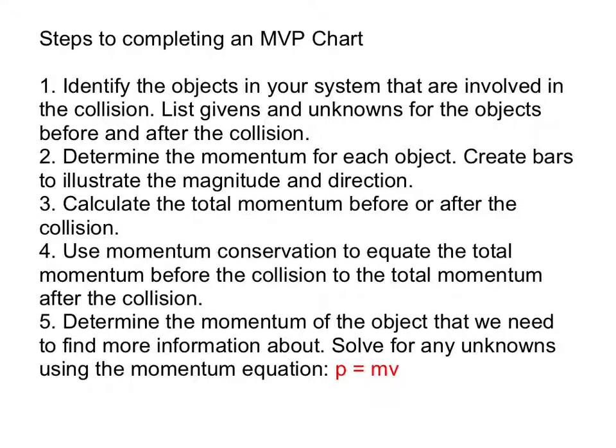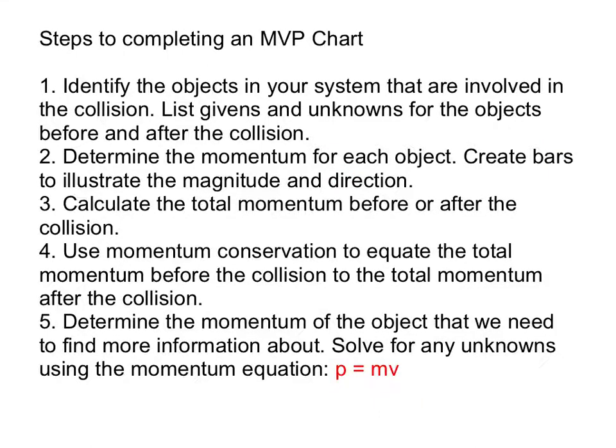So, steps to completing an MVP chart. We can boil this down to 5 steps. First, you have to identify the objects in your system that are involved in the collision. You want to list your givens and unknowns. An MVP chart really is an organization tool as well that helps you put everything in place and organized. Secondly, you want to determine the momentum for each object. We'll use the momentum equation, p equals mv, for that, and we're going to create bars to illustrate the magnitude and direction.